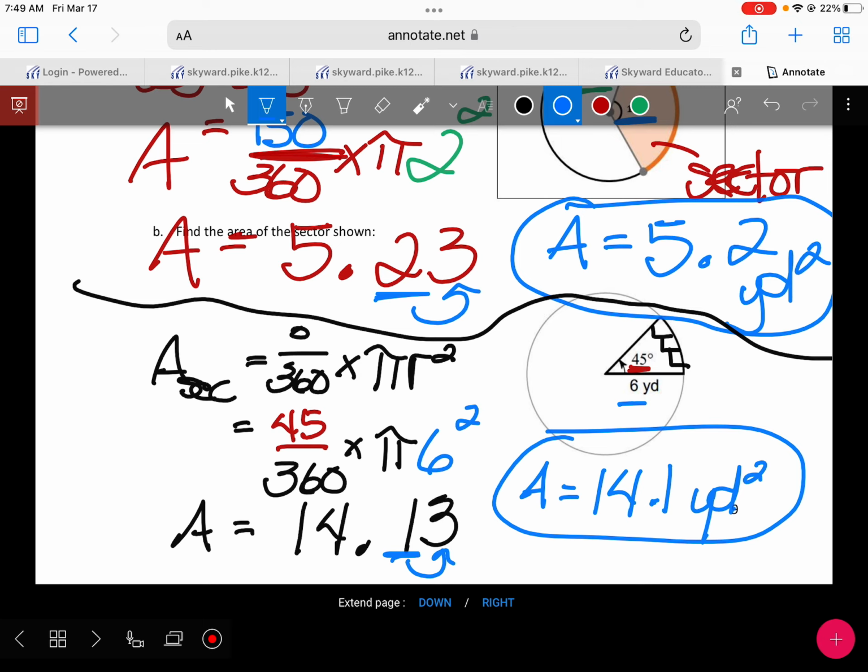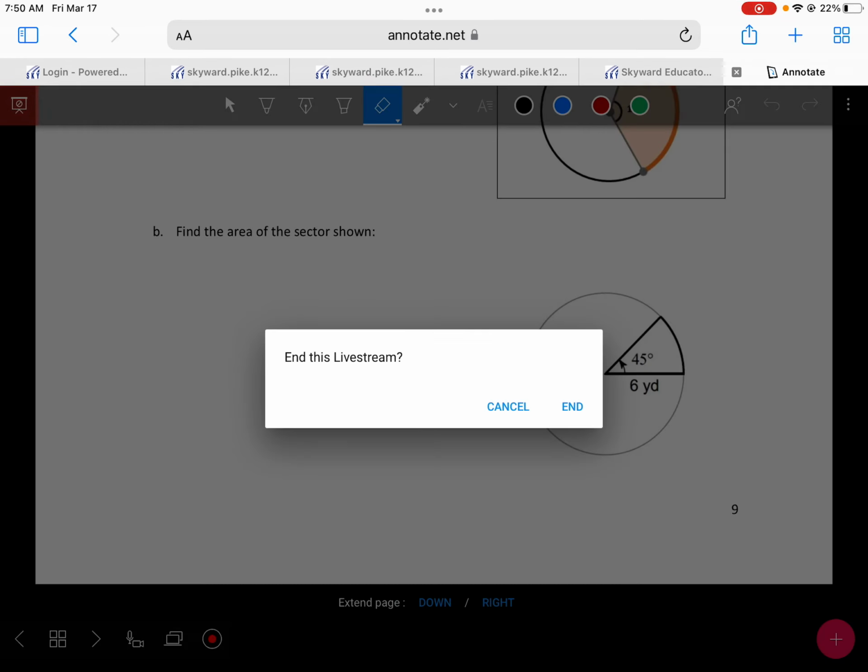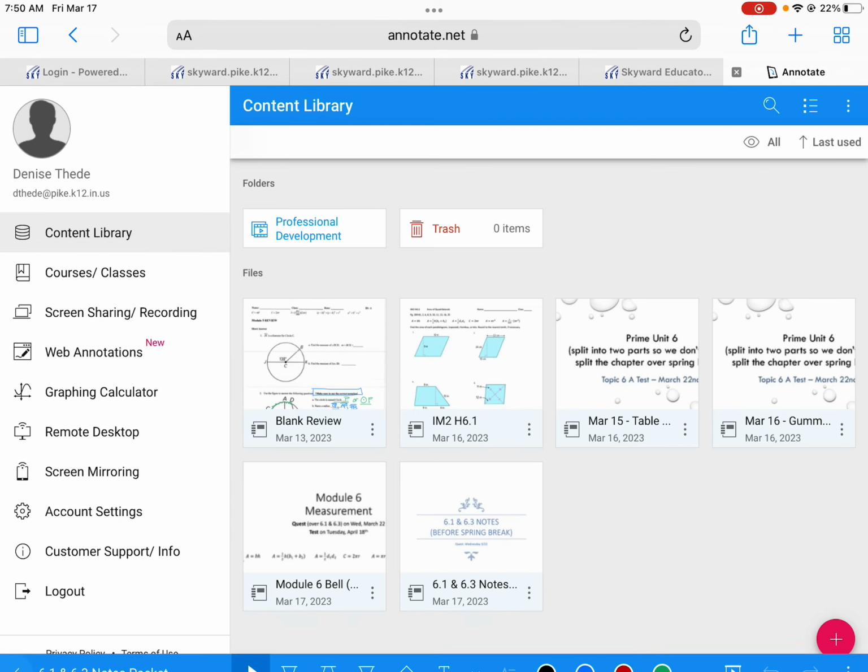Does anybody have 6.1 ready to turn in? That was the first homework assignment. You were supposed to do the front and the back. No? Okay. Let's go to the homework, and let's help you get started.